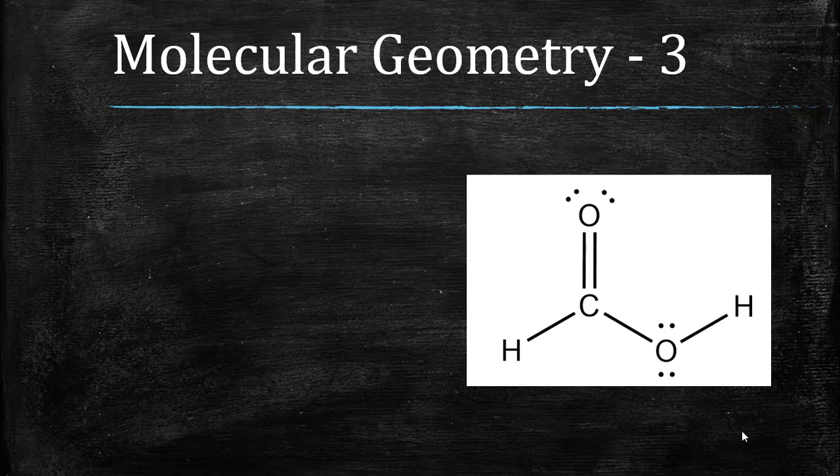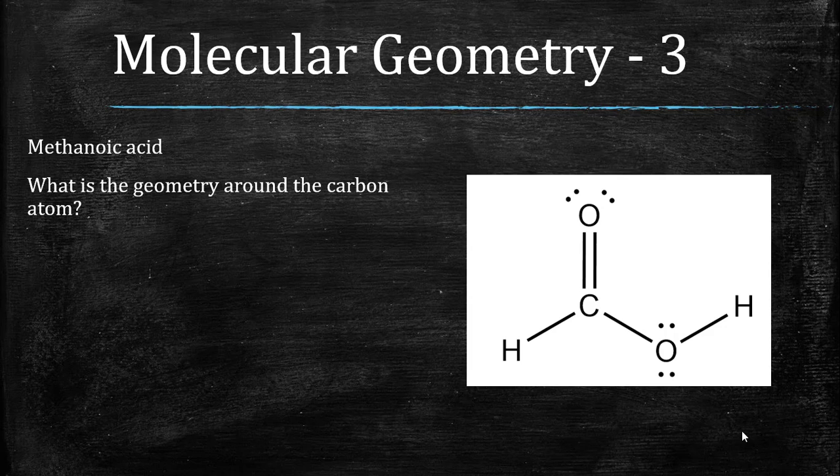So you may be given a molecule that looks like this. This happens to be methanoic acid. And then you may be asked various questions, such as, what is the geometry around the carbon atom? Well, the carbon atom has 3 electron domains. It has 3 bonding domains. So the electron domain geometry and the bonding domain geometry are the same. So that will be trigonal planar.